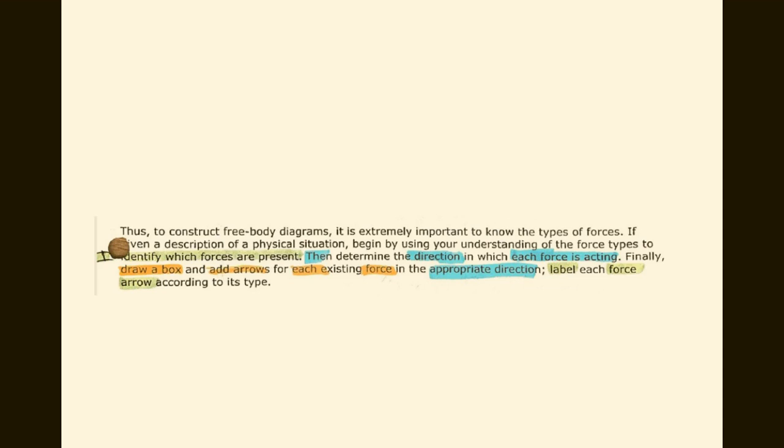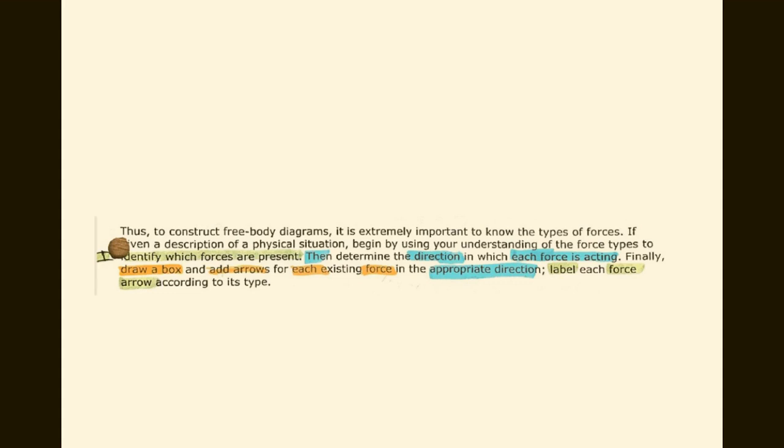All right, so when you're going to do FBDs, it's important to know the different types of forces. And like I said earlier, it's a description of the physical situation, of what's happening during that scenario, like with the punter kicking it and the ball being in the air. So you have to pay attention to what the question is asking.